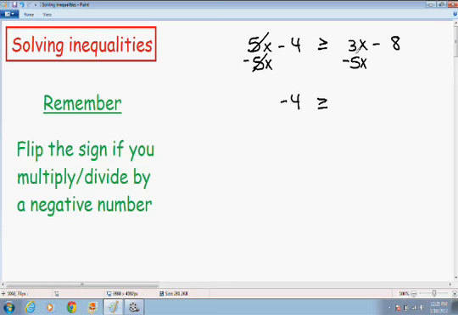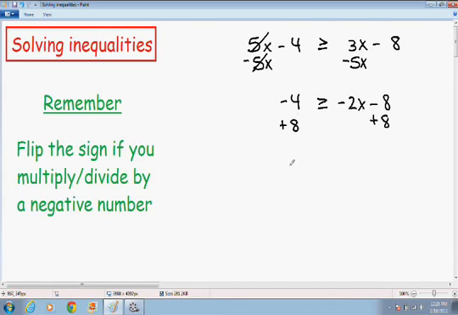A positive 3x and a negative 5x is a negative 2x. Then we have a minus 8. Once again, we want to get the x by itself, so we want to get rid of this negative 8 on the right-hand side, so I'm going to add 8 to both sides.